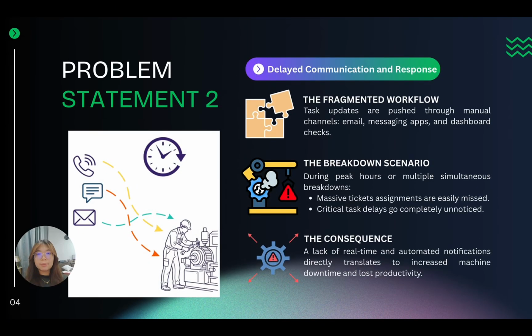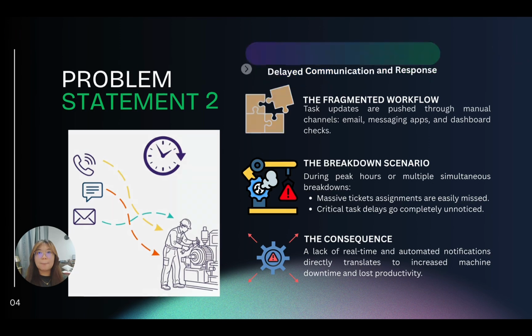The second problem statement is delayed communication and response. Task updates are often shared through manual channels such as email, messaging apps, or dashboard chat. During peak hours or when many breakdowns happen at the same time, some task assignments may be missed. If there is no automated notification or alert, delayed tasks may go unnoticed. This directly affects maintenance response time and may increase machine downtime.